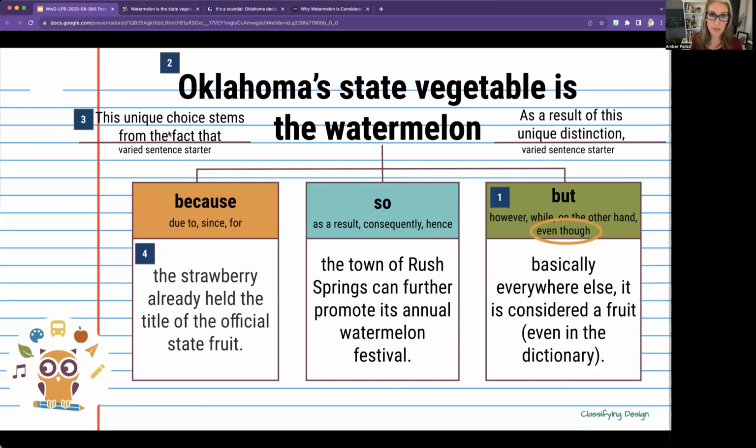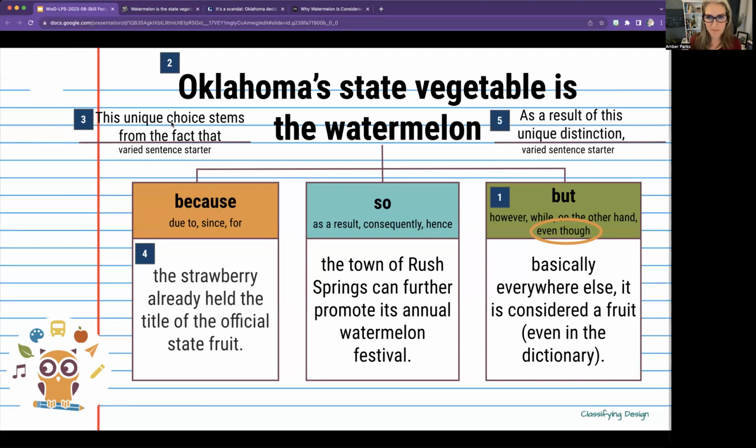So far our writing sounds like this. Even though basically everywhere else it is considered a fruit, even in the dictionary, Oklahoma State vegetable is the watermelon. This unique choice stems from the fact that the strawberry already held the title of the official state fruit. Now, in that case, we didn't even use one of the transitions that are listed for because, but we very much are stating a cause in the way that our varied sentence starter is formed. So that also goes into what do we put here for that varied sentence starter? It could be kind of taking the idea of, well, we're telling a cause. So how could we start that at the beginning of our sentence?